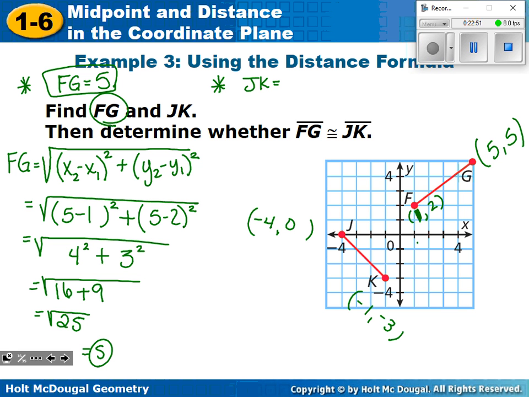Okay, and that's usually where the mistake is if you got square root of 34, is with the minus and the negative. Be really careful. All right, what is negative 4 plus 1?